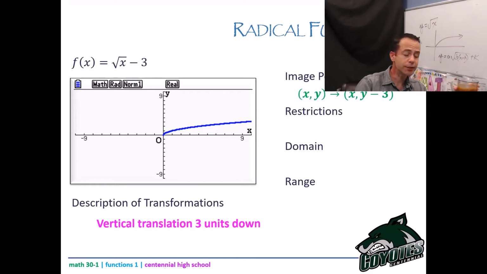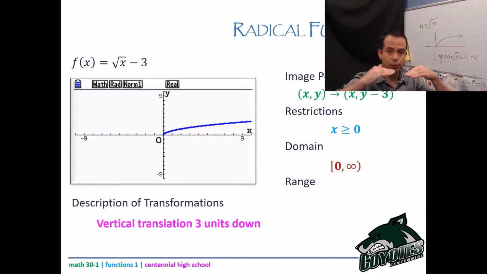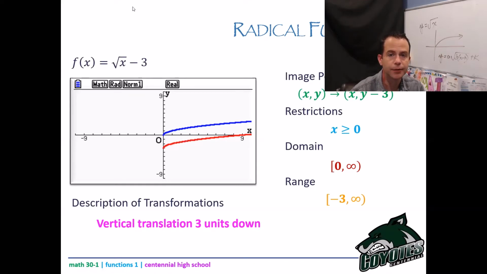The restrictions are still actually going to be x greater than or equal to 0. I haven't moved it left or right, so that hasn't changed. So my domain hasn't changed here, but my range has. My range is now going to go from negative 3 up instead of from 0 up because I shifted the whole thing down. Awesome. Okay, and then there's the graph. You can see the red one is shifted 3 units down.